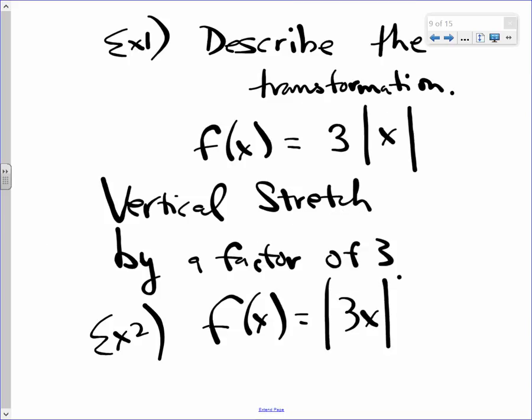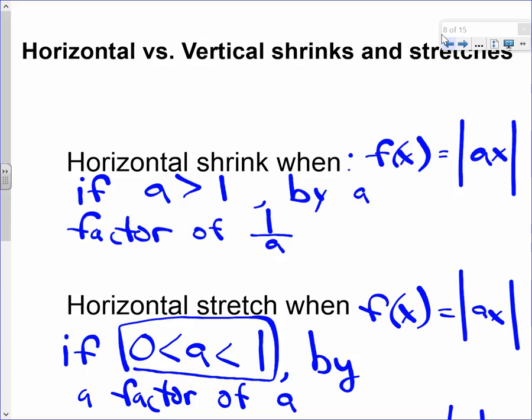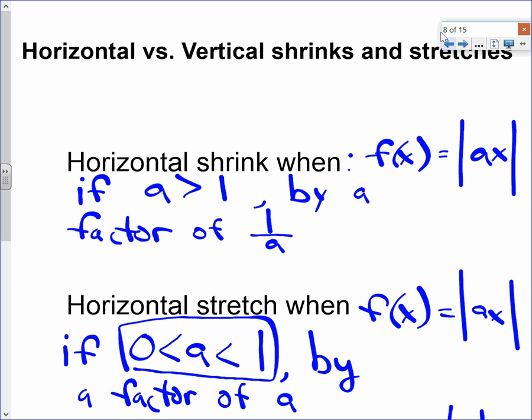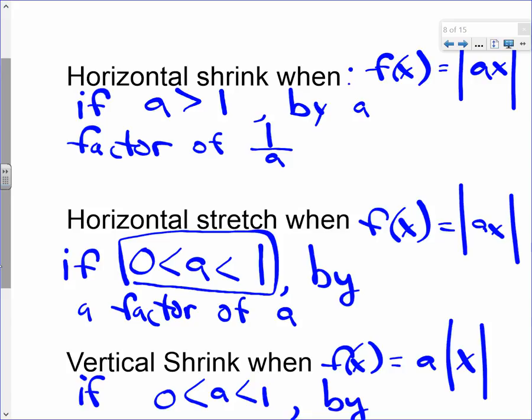What value is A, Mr. Gladys? So the A value is 3. Is it inside or outside? It's inside, so it's going to be one of the first two cases. Now we're asking ourselves, is it a fraction or is it greater than 1? It's greater than 1, so I'm looking at the first case then.